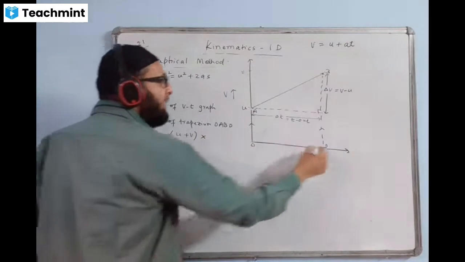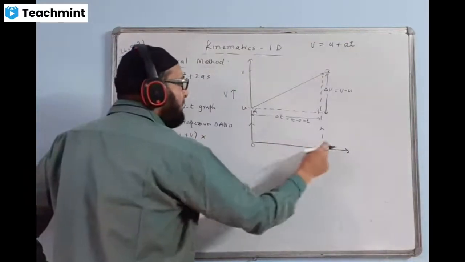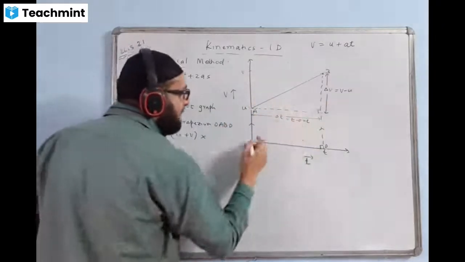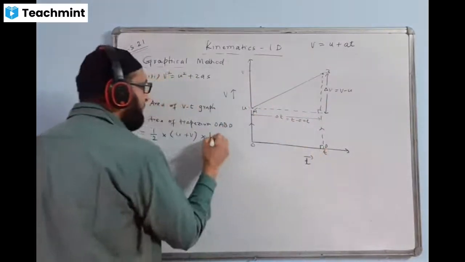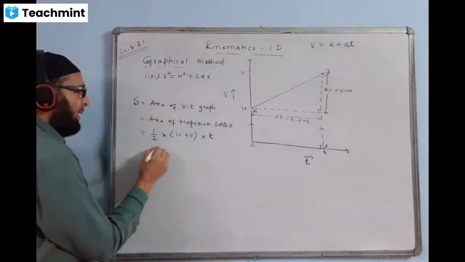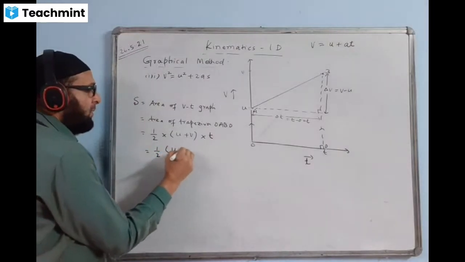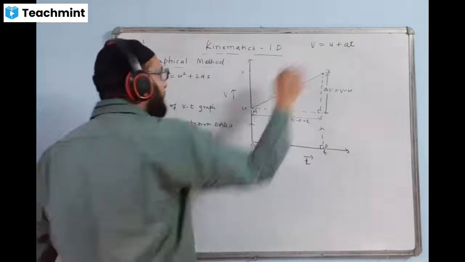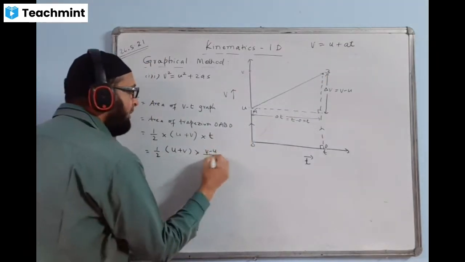Into the perpendicular distance between them. The perpendicular distance between them is t. This is a 90 degree angle out here. These two are the parallel sides of the trapezium, and this is the perpendicular distance, that is t. I'll write half bracket u plus v. The time value we will put now from this equation. Time value will come v minus u by a.